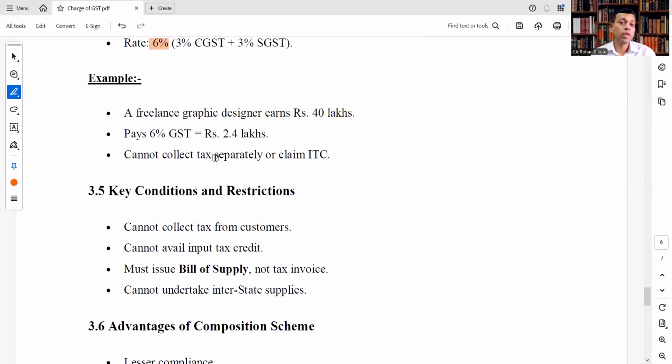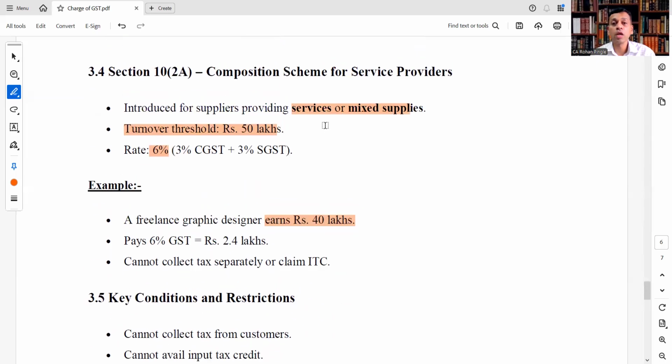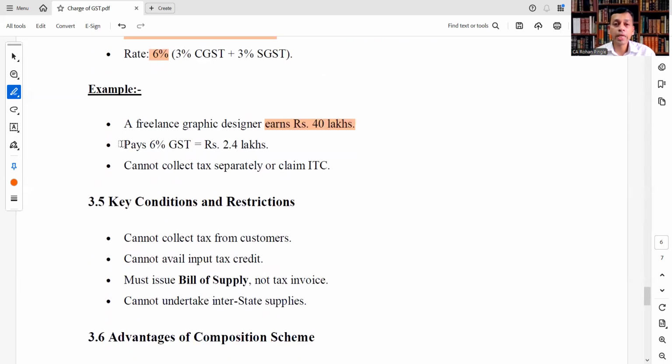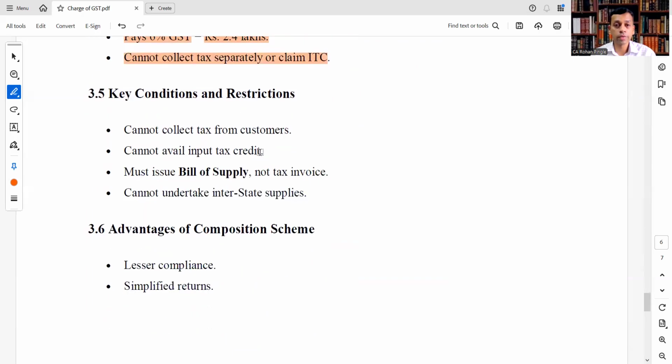Let's see an example. A freelance graphic designer earns rupees 40 lakhs, which is within the limit of rupees 50 lakhs, and pays 6% GST, that is 2.4 lakhs on rupees 40 lakhs. 6% directly on 40 lakhs comes to 2.4 lakhs. Cannot collect tax separately or claim ITC. What conditions need to be satisfied?